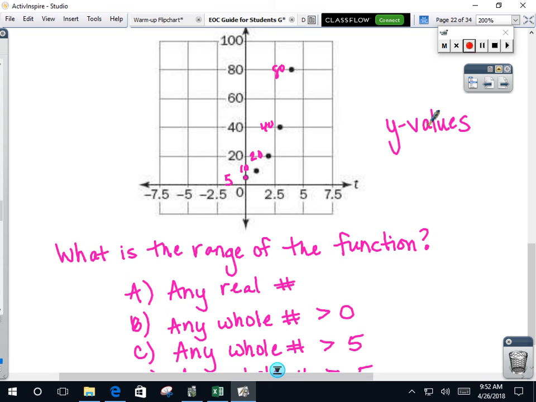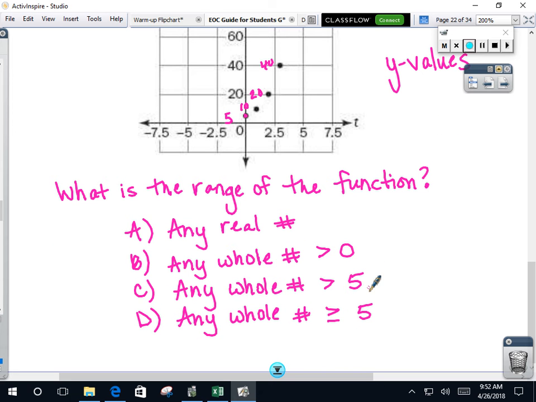So they just want to know the range of the y values, how low they go and then how high they go. Well, what's the lowest they go? 5. So you know it's got to be C or D. Is it any whole number greater than 5 that's in the range, or any whole number greater than or equal to 5? Greater than or equal, because isn't there a point actually at 5, because that's how many squirrels started the study, exactly 5? So you need that equal to sign because of that. There were exactly 5 when it started, and then from there it grew in population, so it became greater than 5. So D.